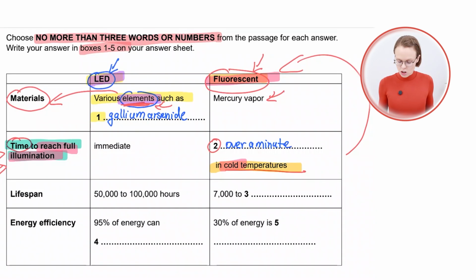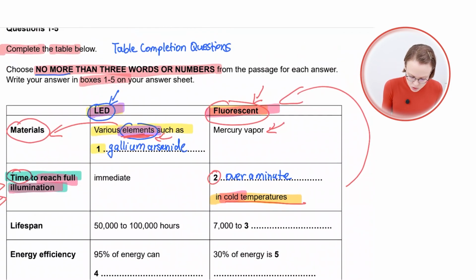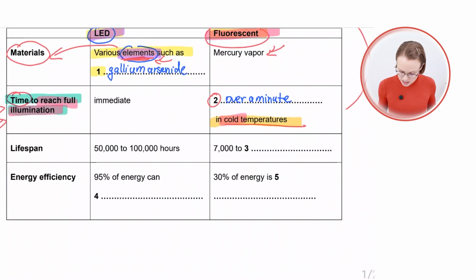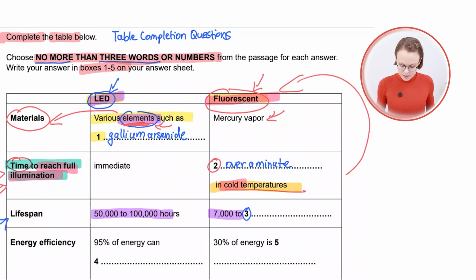And as you can see, over a minute are 3 words. Don't forget that a is also a word, even though it's small. And we are allowed to enter no more than 3 words or numbers. So this is fine. Let's have a look at question number 3. Question number 3 is concerned with the lifespan. And here you can see many numbers. Here and here. So we are obviously looking for a number. We are looking for the lifespan of fluorescent light.